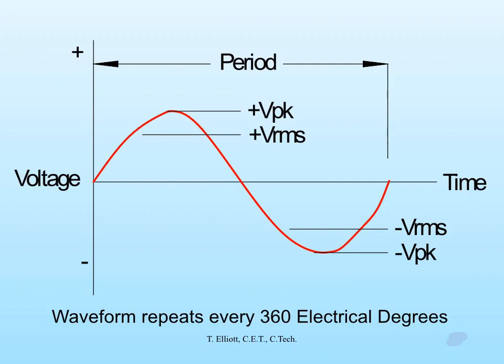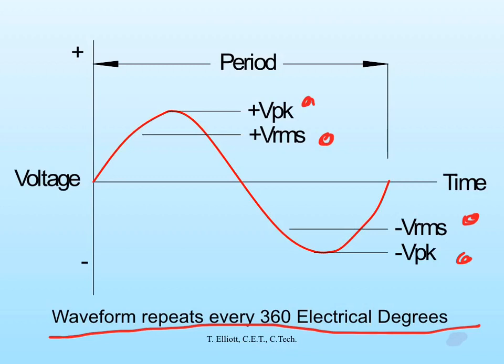So this is the basic sine wave. I've shown one complete cycle, and I've identified the period, the positive peak, the positive RMS, the negative RMS, and the negative peak. Of course, the positive peak and the negative peak will be the same number, just opposite polarity. Likewise for the RMS, and the waveform repeats every 360 electrical degrees.